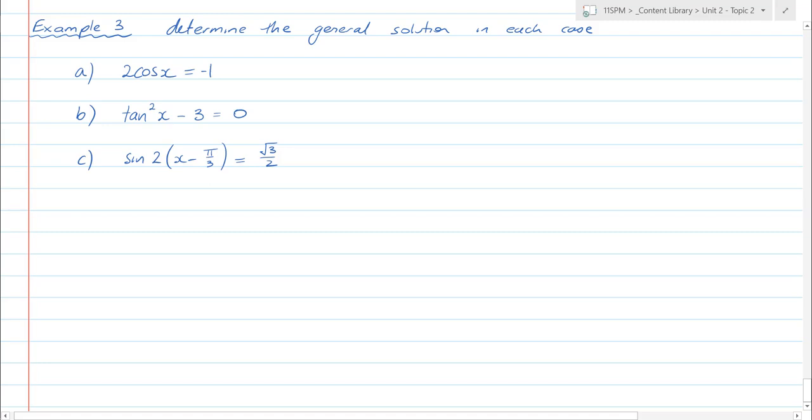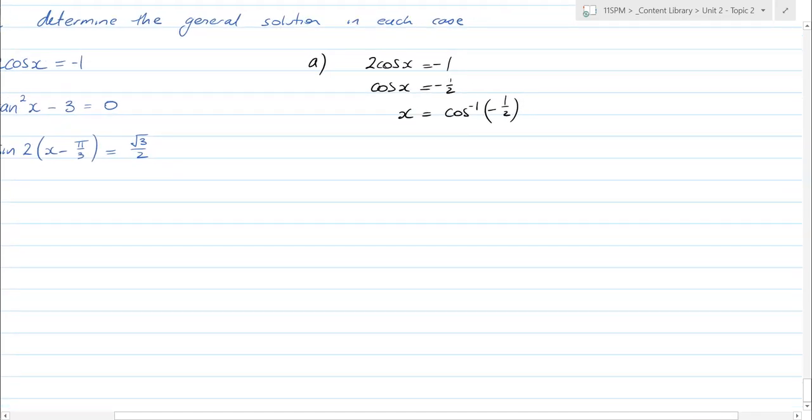Okay, determine the general solution in each case. A, 2 cos x equals negative 1 gives me cos x equals negative a half, and that gives me x is equal to cos inverse of negative a half, which of course everyone will know is not in the first quadrant because it's a negative. So if I do that in my calculator, it will actually give me a second quadrant answer, and because it's cos, it will give me 2 pi on 3, I believe.